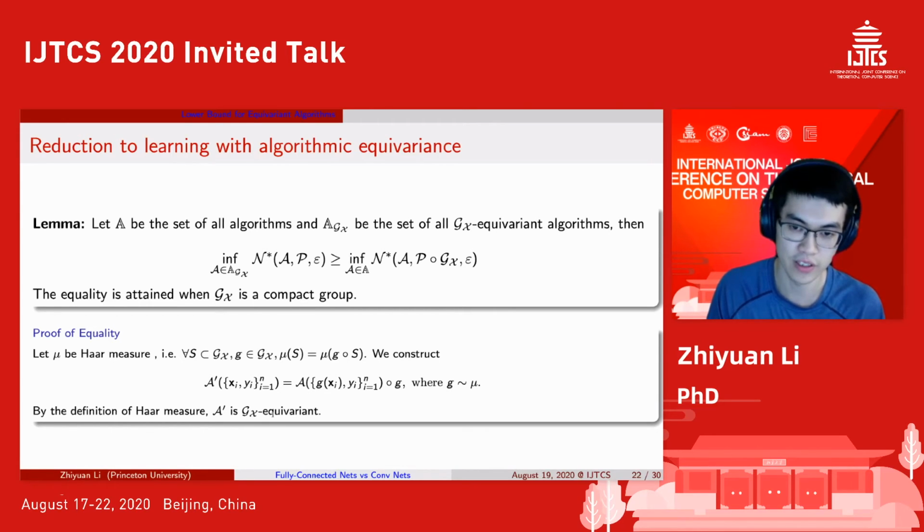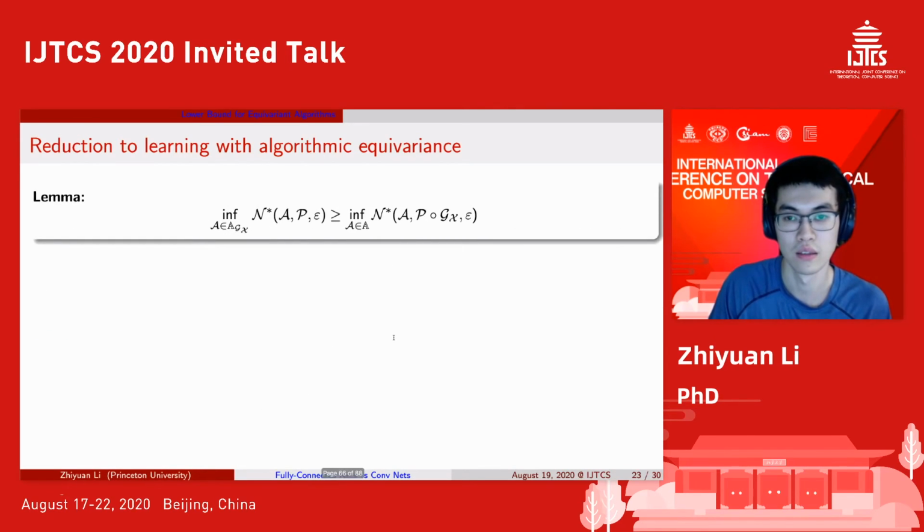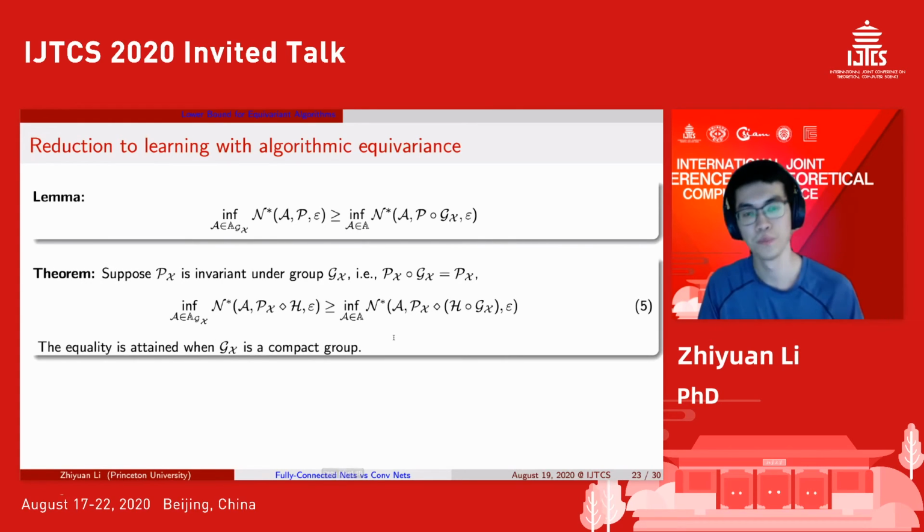And the more important thing is that suppose the sample complexity n star of A prime on the composition of P and GX, epsilon, is equal to small n. For each G, this A prime can learn with small n samples. So as a result, the sample complexity of A prime over this P cannot be larger than the sample complexity of A over this composition of P and GX.